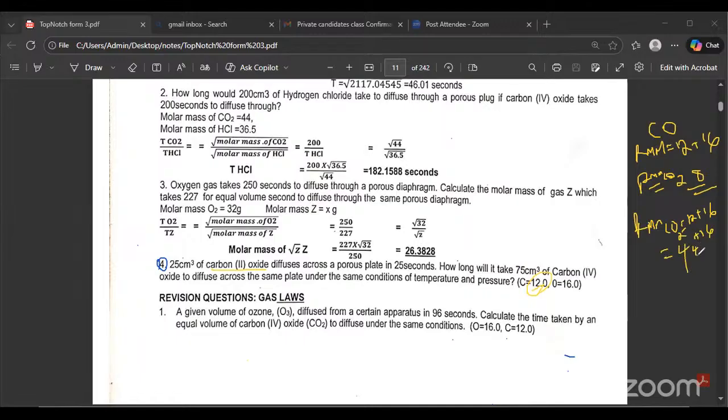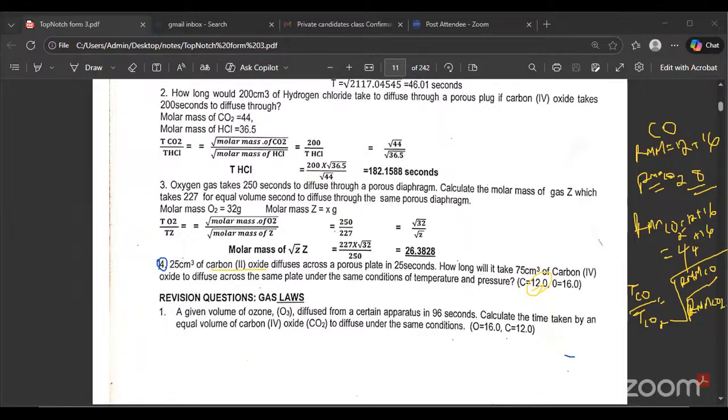But after we are done with that one, we now go to the formula. So the formula is T of CO over T of CO2 is equivalent to the square root of the RMM of CO over the RMM of CO2.